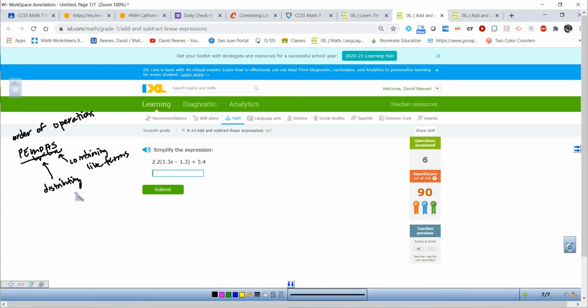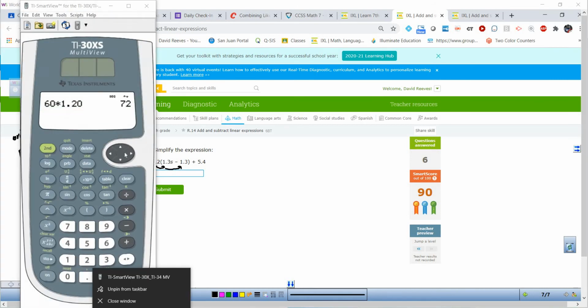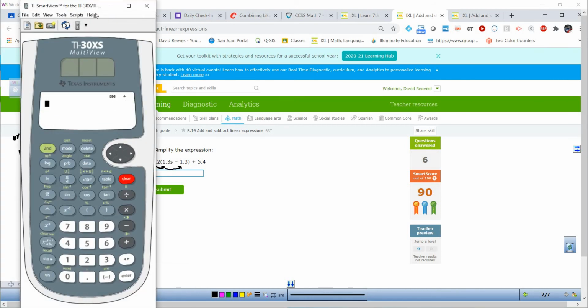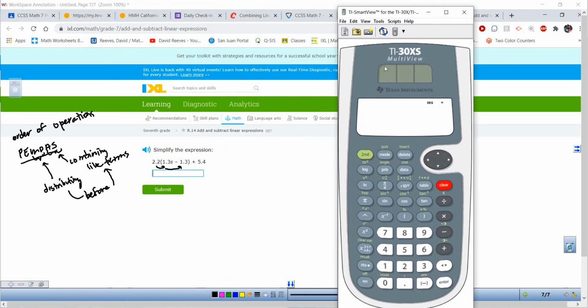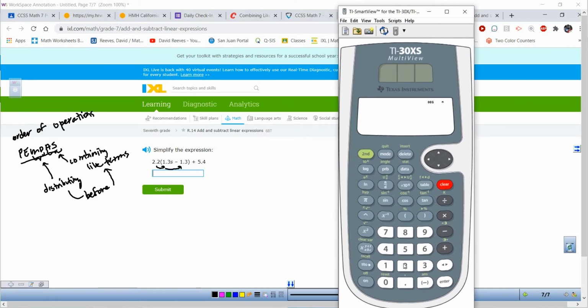Distributing comes before combining like terms. Got it? So when I look at this problem right here, I'm going to have to distribute first, okay? And by the way, there's absolutely nothing wrong with using a calculator for these problems. I strongly encourage you to do it. Our focus is not the arithmetic, it is the algebra.